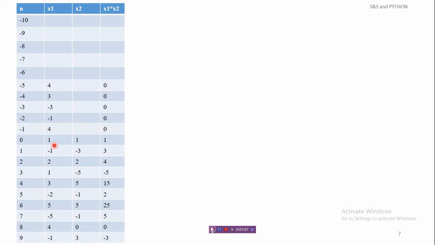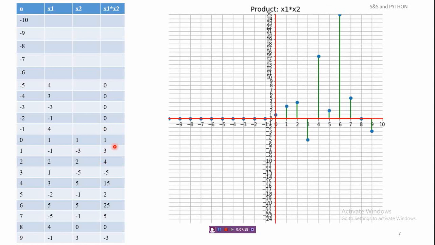At 0, both are having values 1 and 1, so product is 1. And at 1 it is minus 1 and minus 3, so product is plus 3. At 2 it is 2 and 2, plus 4. And we continue like this and find out all the product terms. So the last column gives the product of x1 and x2. And a plot of this last column versus n is given here in this graph.